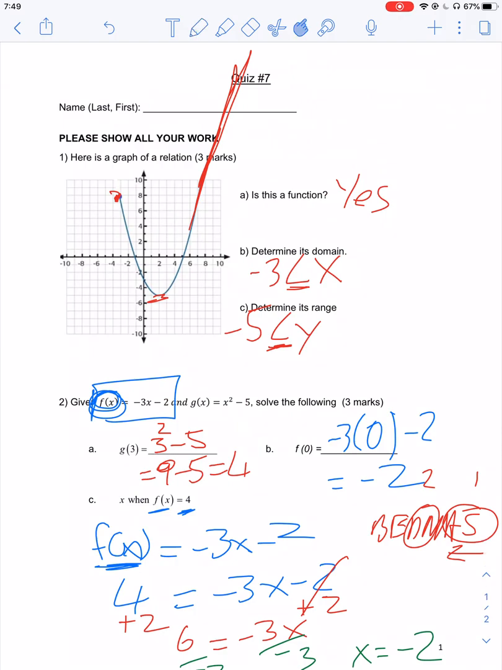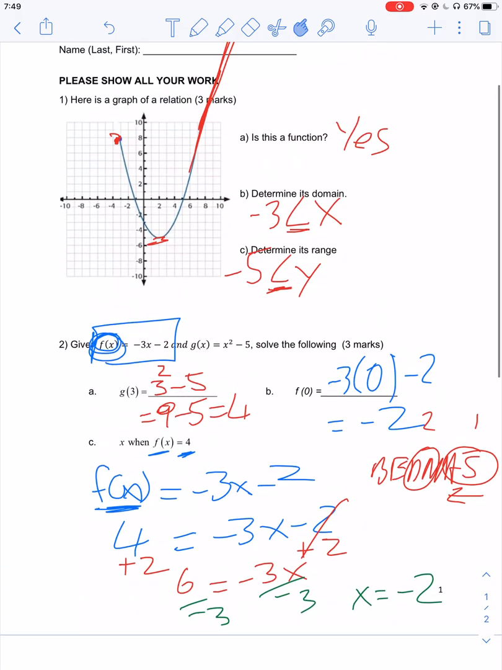And I think this was it. Yeah, so that was it for the quiz. I don't think it was too challenging. I think these questions, maybe the domain and range questions, were tricky. We're going to go over this again in the future.